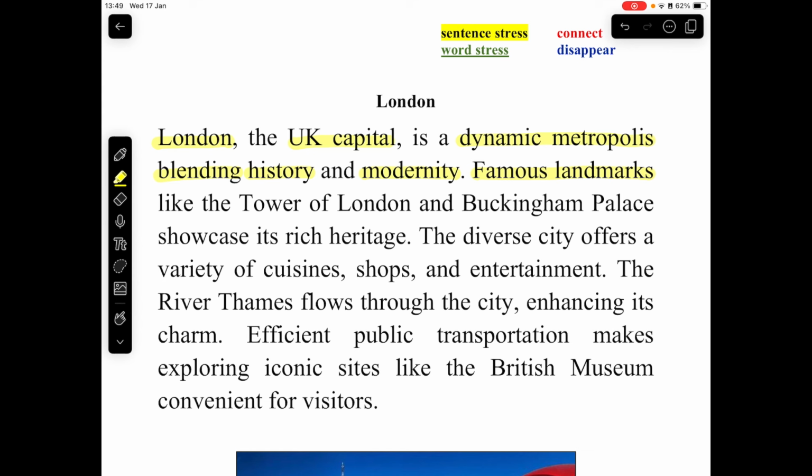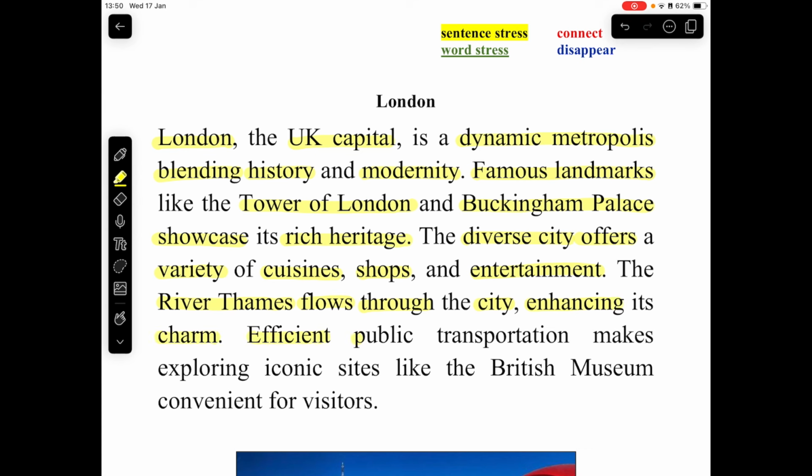Famous landmarks like the Tower of London and Buckingham Palace showcase its rich heritage. Okay? The diverse city offers a variety of cuisines, shops, and entertainment. The River Thames flows through the city, enhancing its charm.